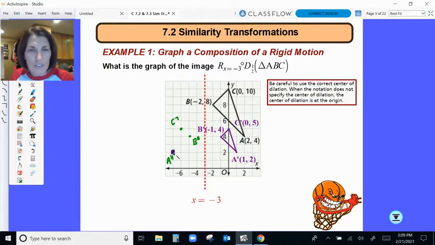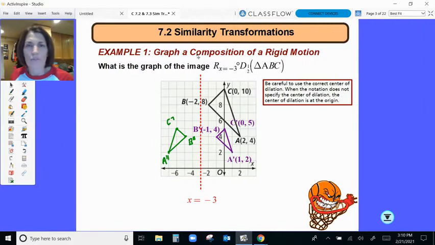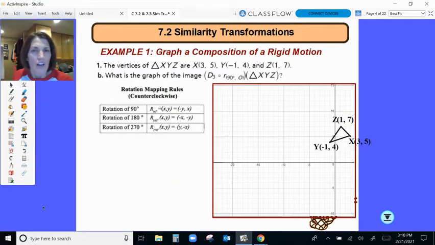C to C, B to B, and A there. I have my A double prime, B double prime, C double prime. So that is my composition of rigid motions here. All right, here's another one, and you might want to pause this and see how you do on your own.